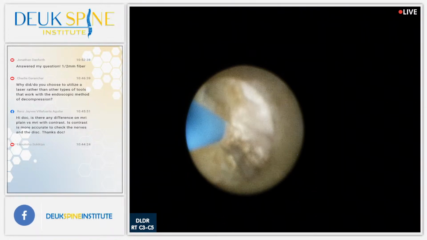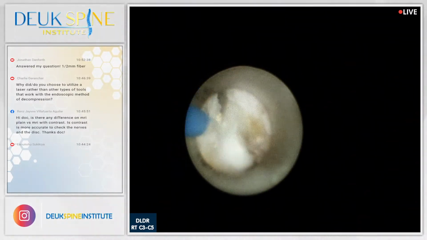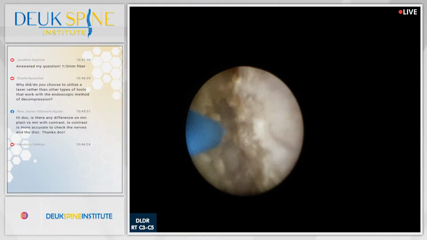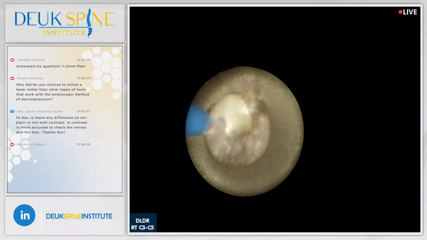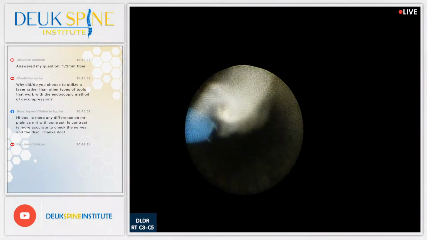Getting back to work, getting back to normal activities. We don't put any metal. Other surgeries, endoscopic surgeries, are far more invasive and damaging to the body. So, not sure what you're referring to, Charlie, but actually your statement is completely false.